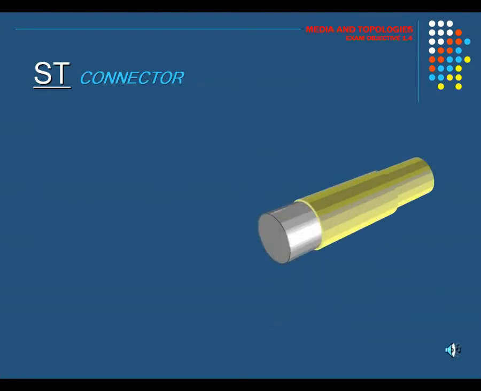The ST, or straight tip, is also a fiber optic connector. This uses a half-twist bayonet type of lock. The ST connector is commonly used with single-mode fiber optic cable.